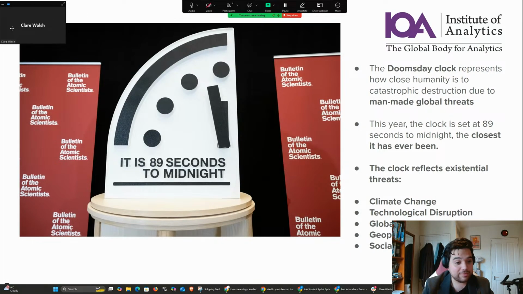So a lot of you will have seen this picture before. This is the doomsday clock, and it is built by the Bulletin of Atomic Scientists to essentially predict how close the world is to catastrophic disaster. Here, we see the doomsday clock in 2025 is 89 seconds to midnight. Midnight being catastrophic destruction of the world by man-made threats.